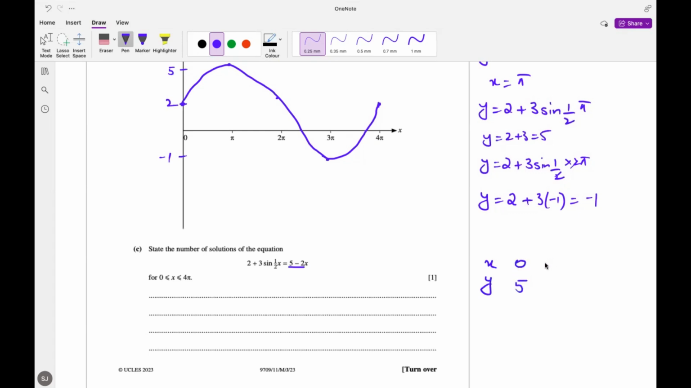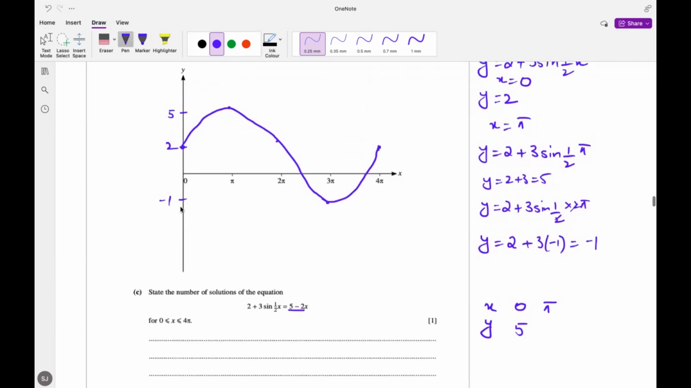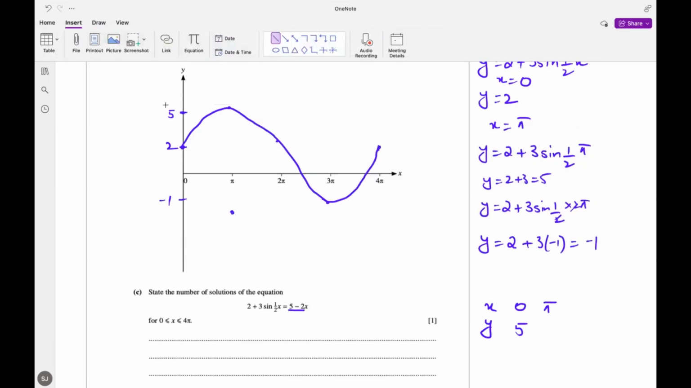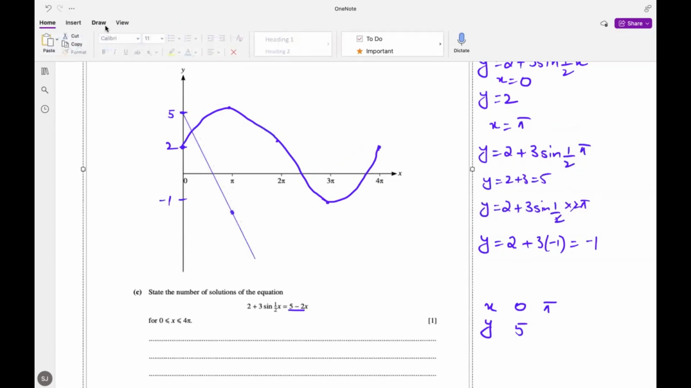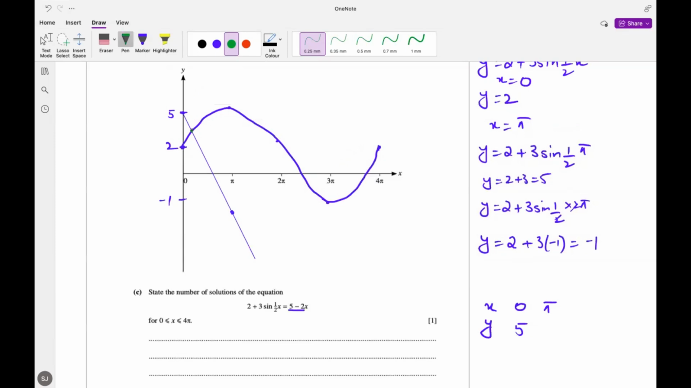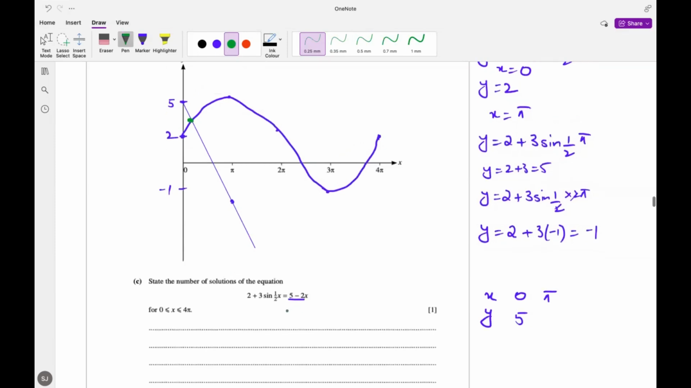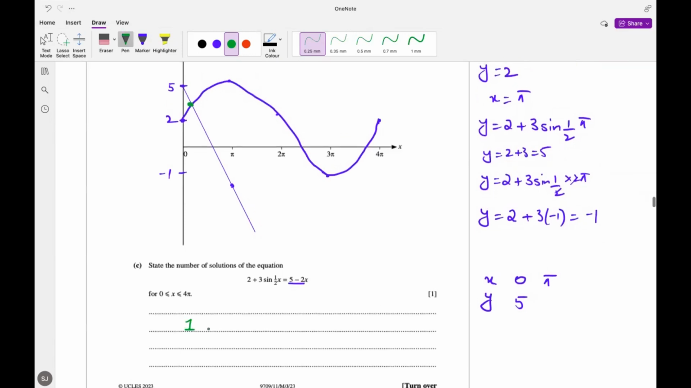And if I take x equals, let's say, pi, so substituting pi in place of x, I'll get 5 minus 2 into pi, which is equal to minus 1.2. So minus 1.2 will be, let's say, somewhere over here. And at 0, it was 5. Now, if I draw a line for 5 minus 2x, it will be going through these 2 points, which means there will be only one point of intersection, or one solution, for the equation 2 plus 3 sine of half x equals 5 minus 2x. So we'll just write a 1 over here as our answer.